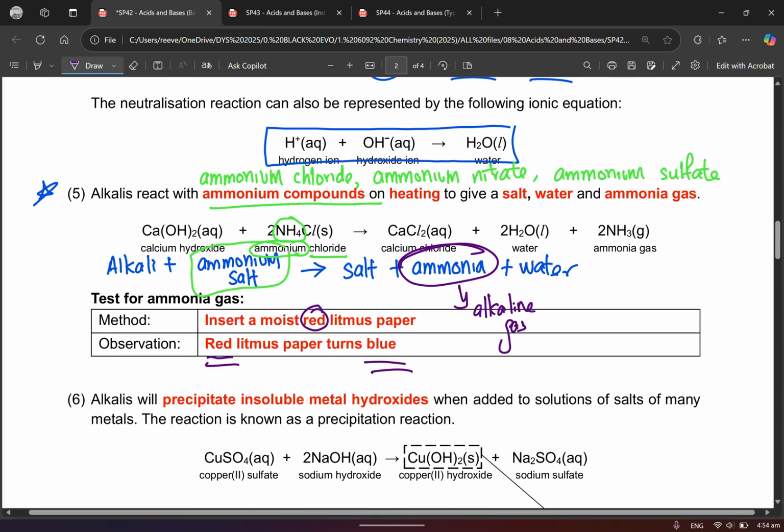Definitely, you must include this word called moist. Moist means, in layman's terms, wet. Okay, the word moist must be there. Why? Because although ammonia is an alkaline gas, you need to dissolve it in water to become an alkali.